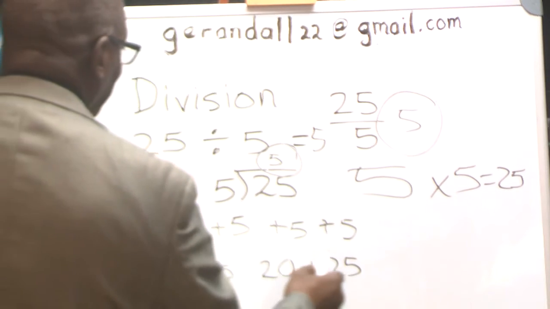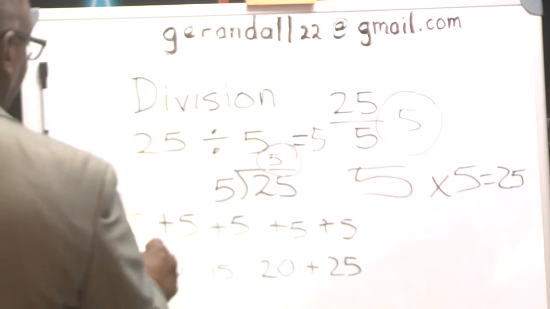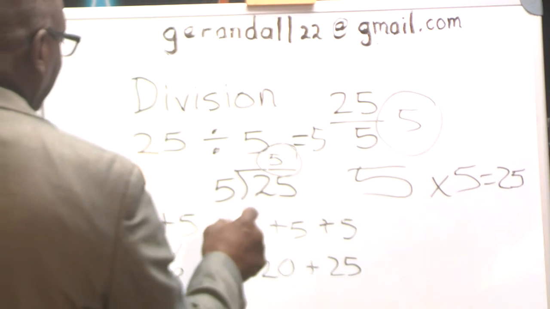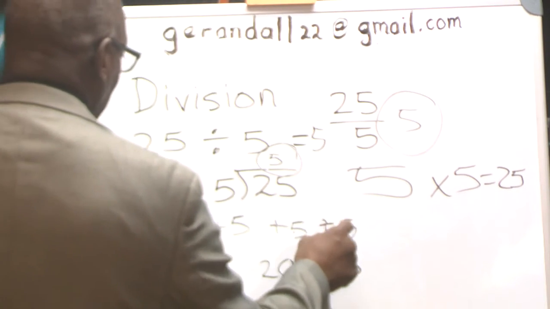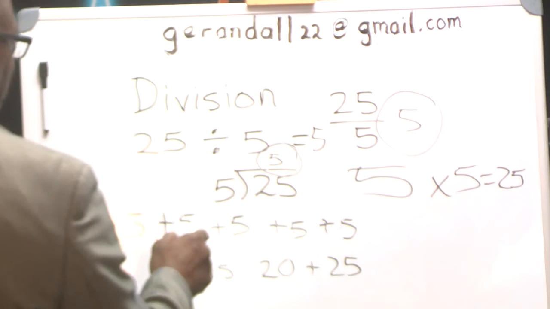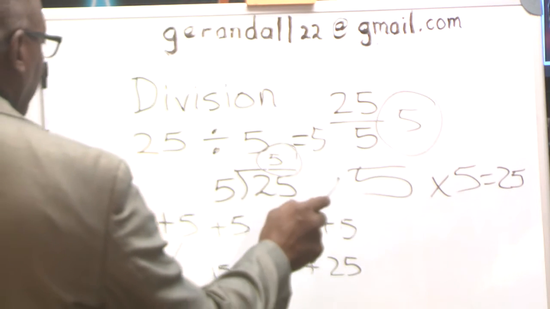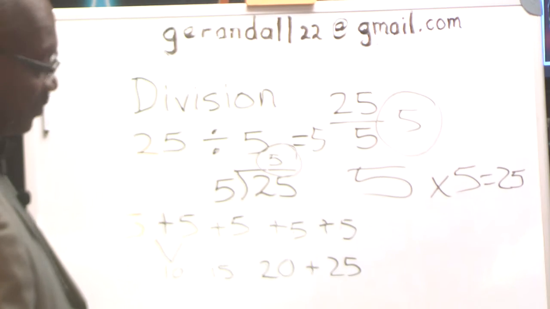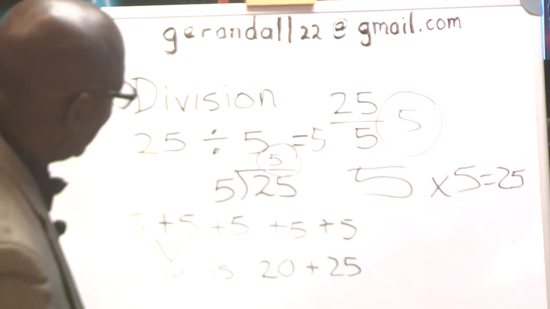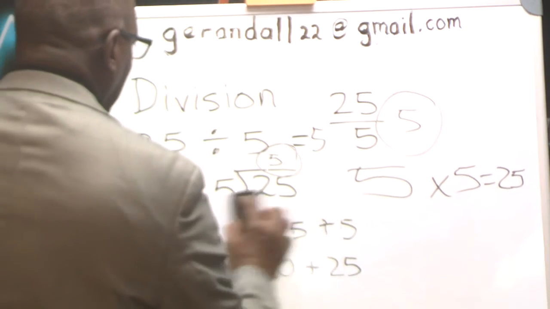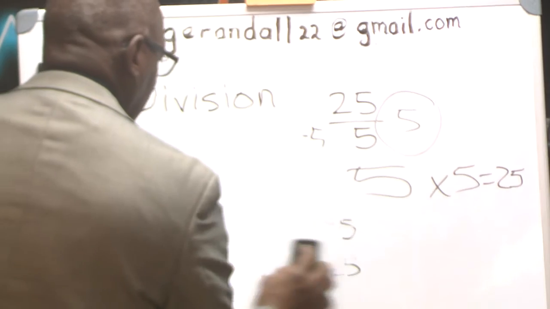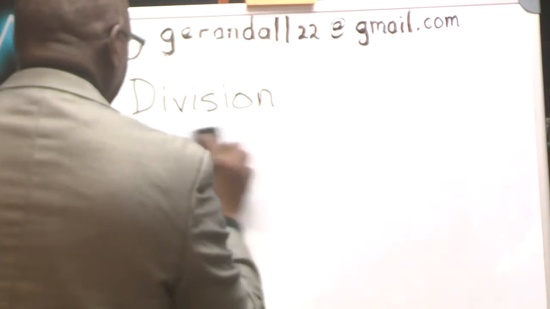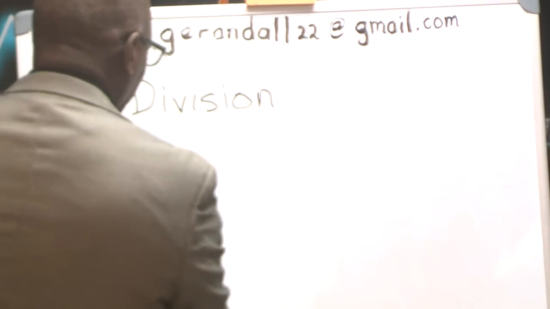How many 5s are in 25? Count them: 5, 10, 15, 20, 25. 1, 2, 3, 4, 5. Division. And then you're going to have a couple times where your teacher is going to ask you a little bit more involved.